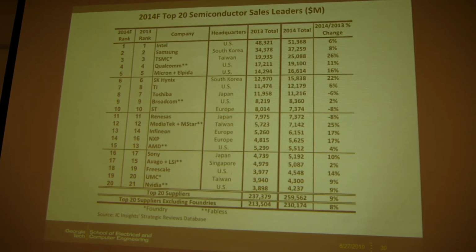And then this is 2014. Still Intel number 1, Samsung number 2. Now TSMC becomes number 3, and Qualcomm becomes number 4. This is because of the smartphone business. And in that year, Micron acquired Elpida, which is a Japanese memory company. So they merged, and Micron becomes number 5, and number 6 is SK Hynix, another pure memory company. Samsung here is mostly due to the memory business.